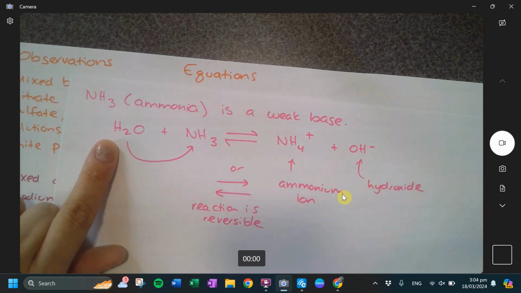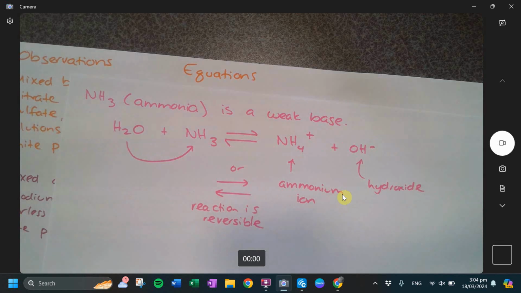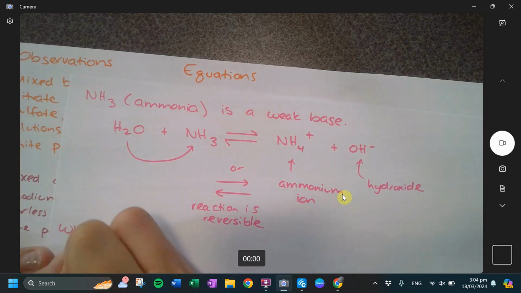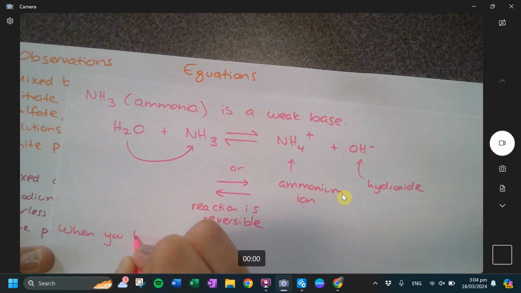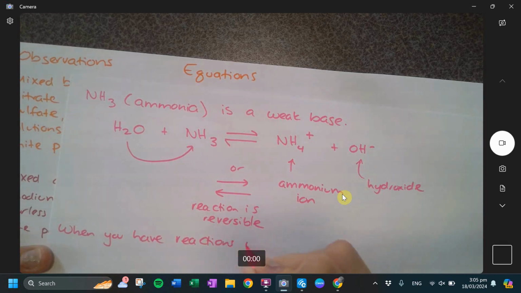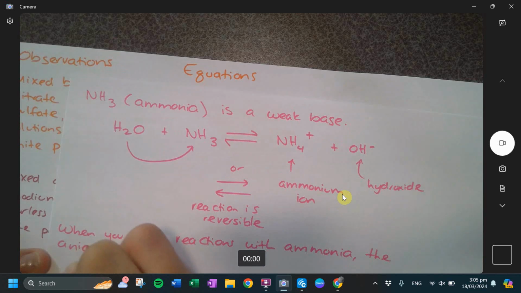So what that tells you is that when you are doing reactions with ammonia, the anion for that reaction is hydroxide. I'll write that down. When you have reactions with ammonia, the anion is hydroxide.